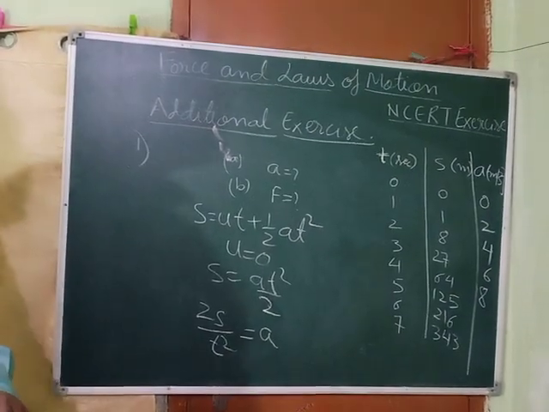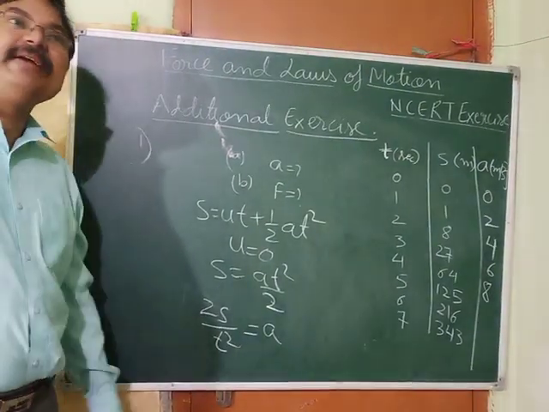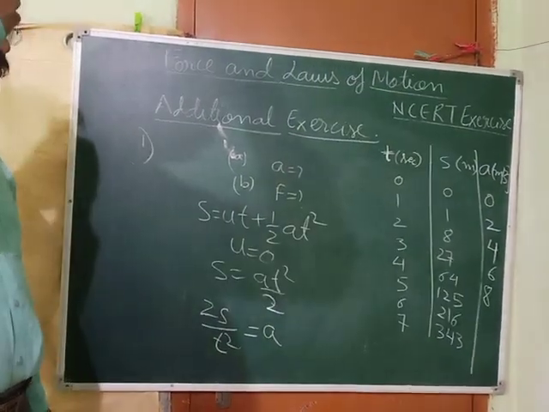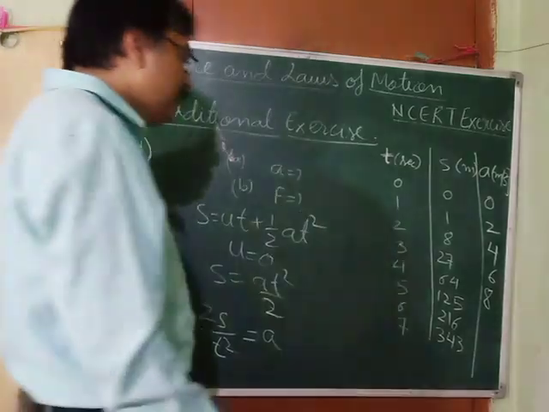250 by 25 means, see, 25 4 is 100, 25 8 is 200. Okay, 25 10 is 250. So we will get here 10.